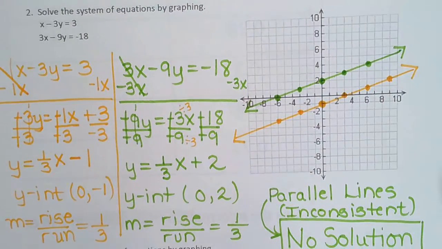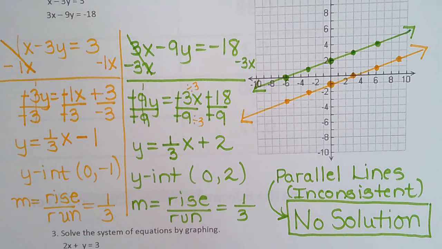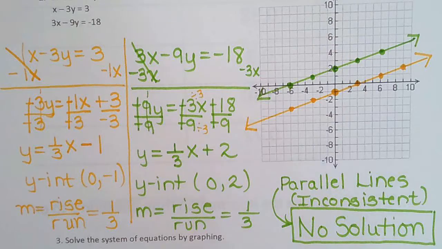So you have to understand the meaning of solution to know that parallel lines mean no solution. A solution is where the two lines or two figures intersect. Since they do not intersect, it's no solution.